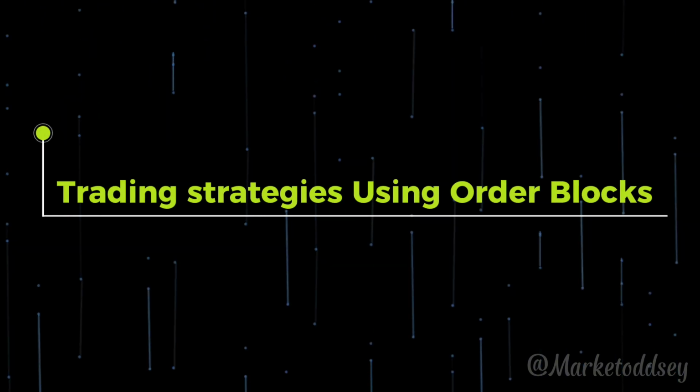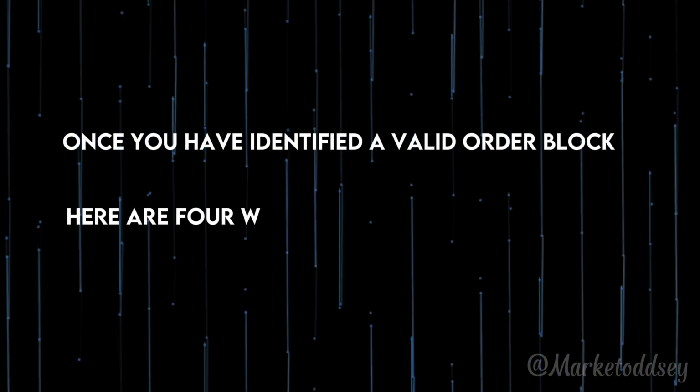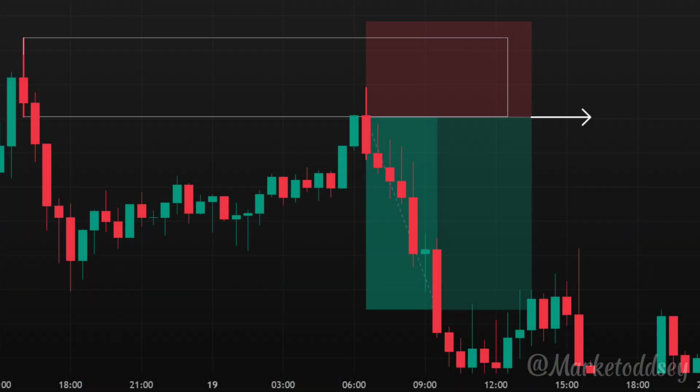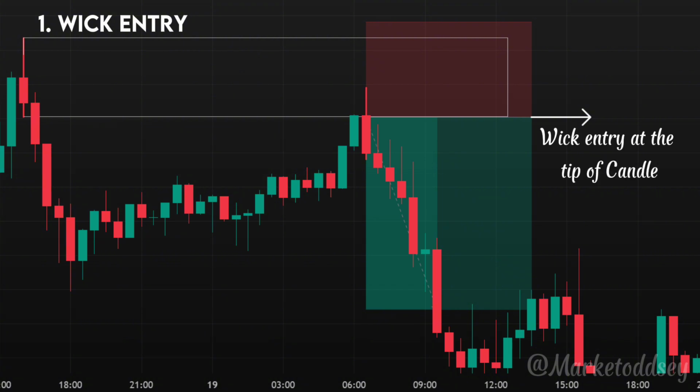Trading strategies using order blocks. Once you've identified a valid order block, here are 4 ways to enter trades safely. 1. Wick entry. Place your buy-sell order at the tip of the candle's wick, the thin line above/below the body. Pros. Higher chance of your order being triggered since prices often retest wicks. Cons. Requires wider stop-loss risk management, which reduces profit potential slightly.